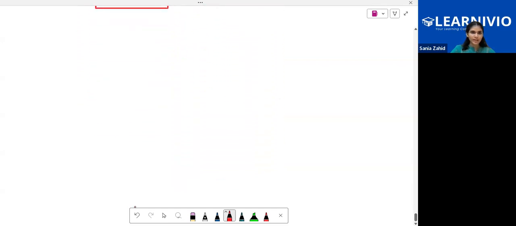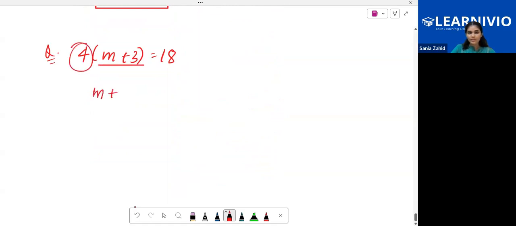Now let's consider we have 4 into m plus 3 shall give you 18. Now see, you have 4 being multiplied with the whole of this number m plus 3. So just remove 4, so you will have m plus 3 shall give you 18. Tell me where will 4 go?